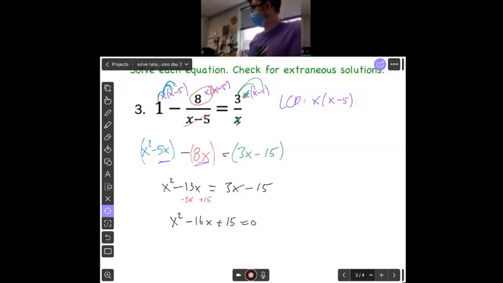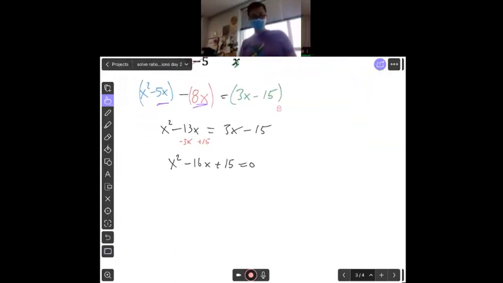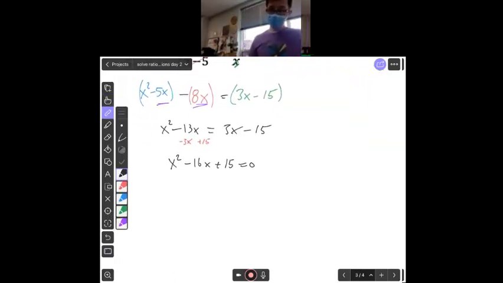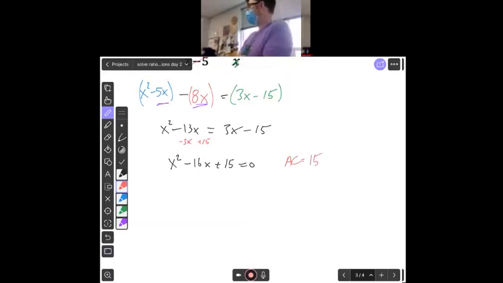So if we're heading into factoring land, what should we be asking ourselves right now? It's our question that should be tumbling around up there. Okay, what's our AC? Okay, so what do we need to know about 15? You guys should all be asking the same question. You should be asking yourself right now.